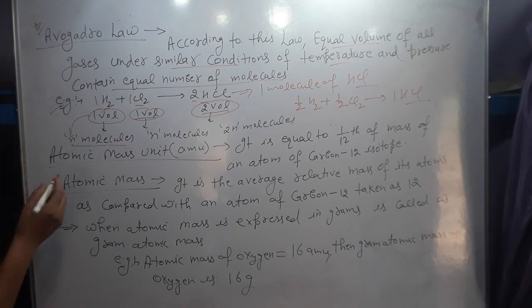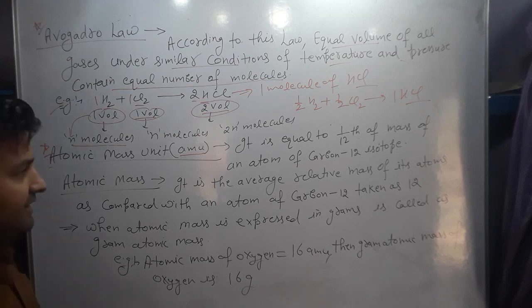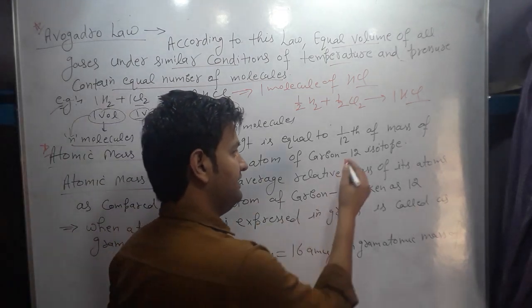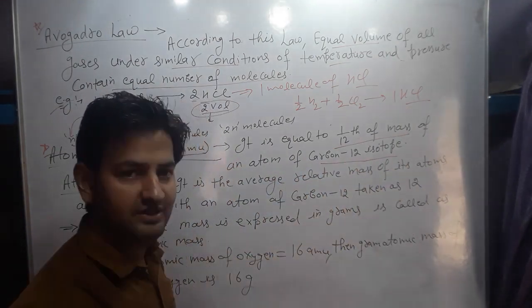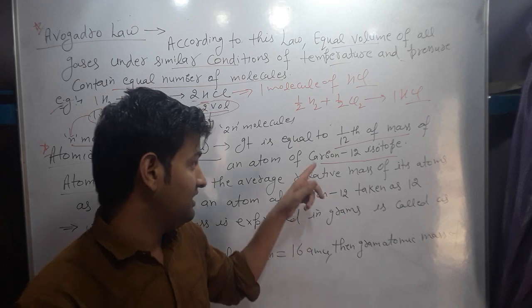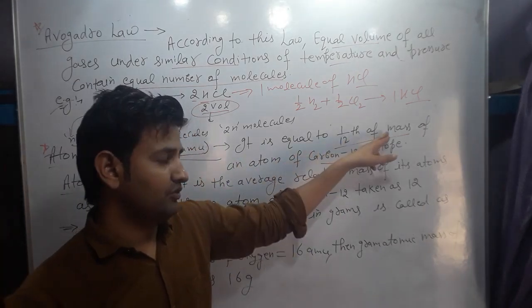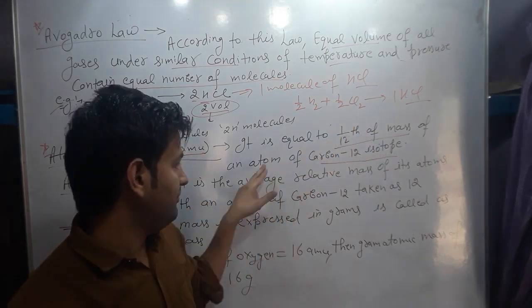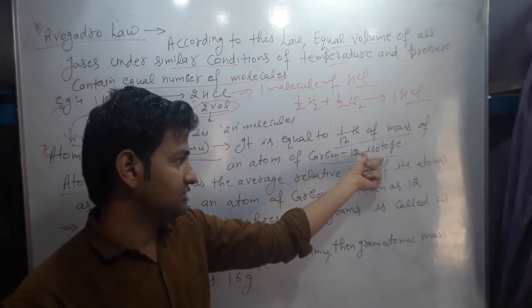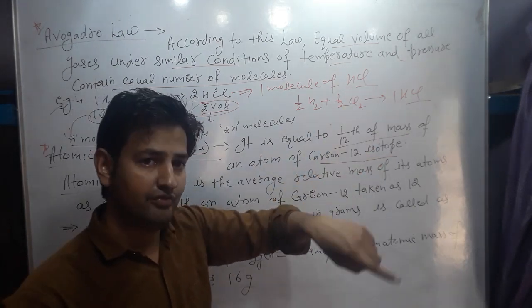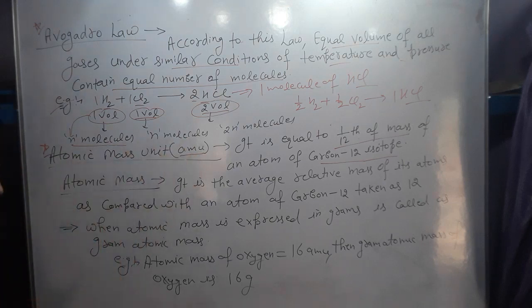Next important term is atomic mass unit. Simply it is called the AMU. It can be defined as 1/12 of the mass of an atom of carbon 12 isotope. Carbon has two isotopes, 12 and 14, that exist in nature. So it is 1/12 of the mass of an atom of carbon 12. Carbon itself has mass 12, so 1/12 of it is equal to 1. And it is called the atomic mass unit.